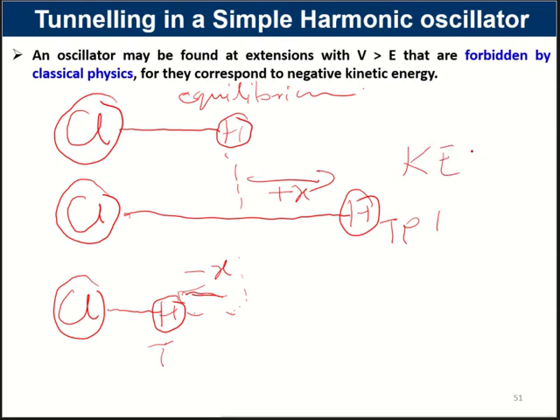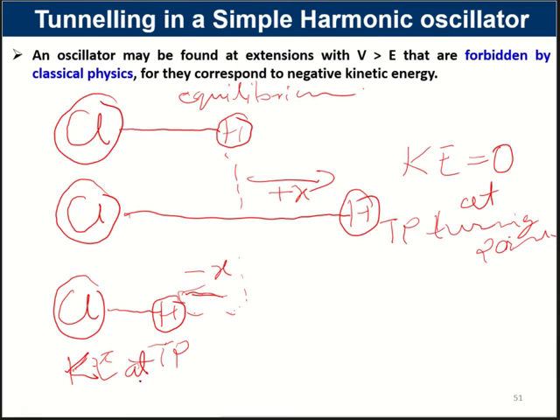becomes 0 at the turning point. So this is a turning point, KE is 0. इसी तरह से कंप्रेशन भी जब हो रहा है तब भी वही चीज होगा, टर्निंग पॉइंट, KE 0. सो दिस इज अनदर टर्निंग पॉइंट.